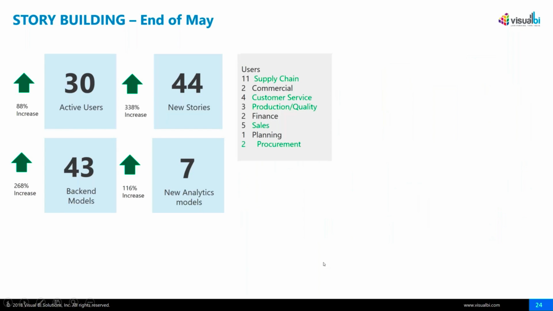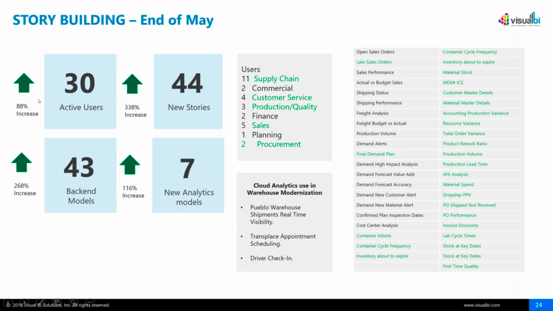So by the end of May, this is how things looked. All of a sudden, we had an uptick. The users started getting into it. Within 1 month of making the adjustments, we had 30 active users. We had 44 new stories that they created. We used 43 of the back-end models that were designed, and 7 new analytics models.